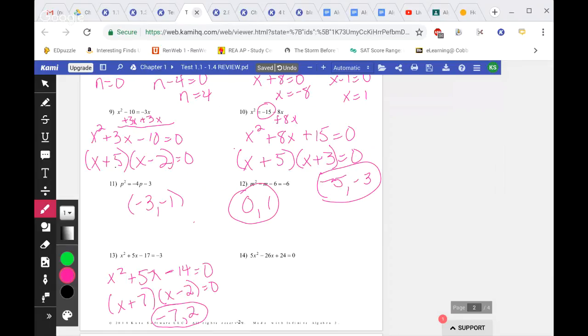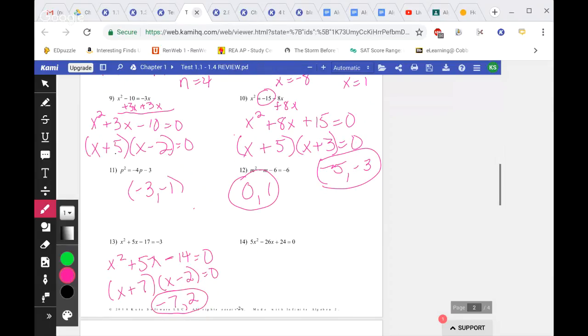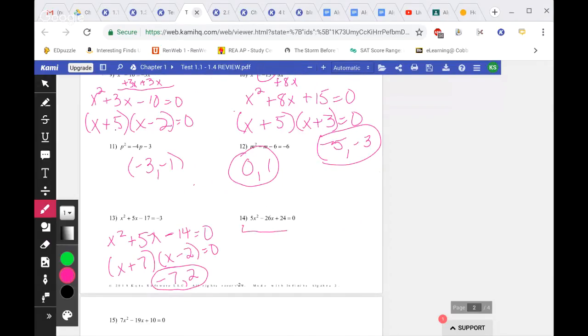Did you do 13? Yes, ma'am, I did. Okay. Now we want to look at number 14 and figure out, is there anything that we can factor out? And there isn't. So we're going to do the slide and divide. Slide your 5 all the way to the 24. And then that's going to be x squared minus 26x plus 24, times 5, 120, I think.